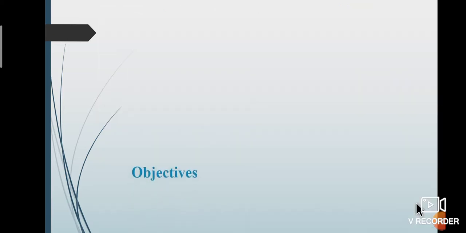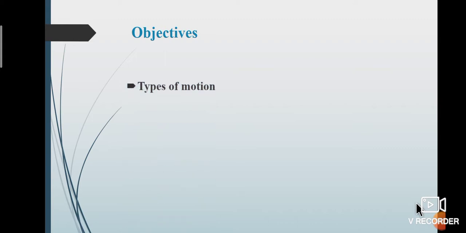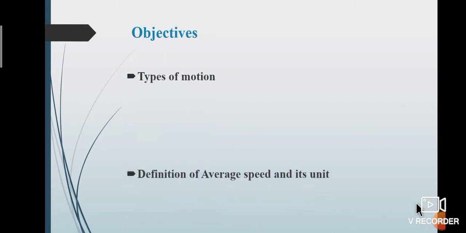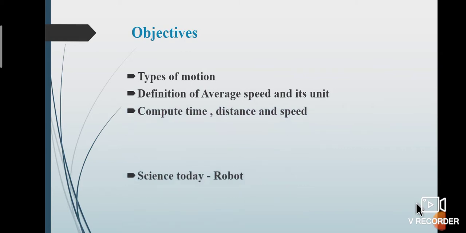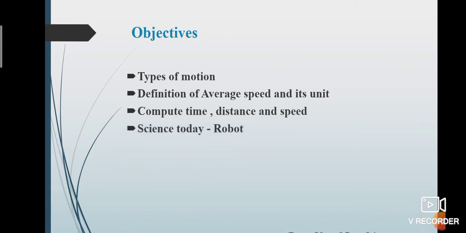Today we will learn about types of motion, the definition of average speed and its unit, and how to compute time, distance and speed. Students, these topics are covered in the book on page numbers 25 to 34.